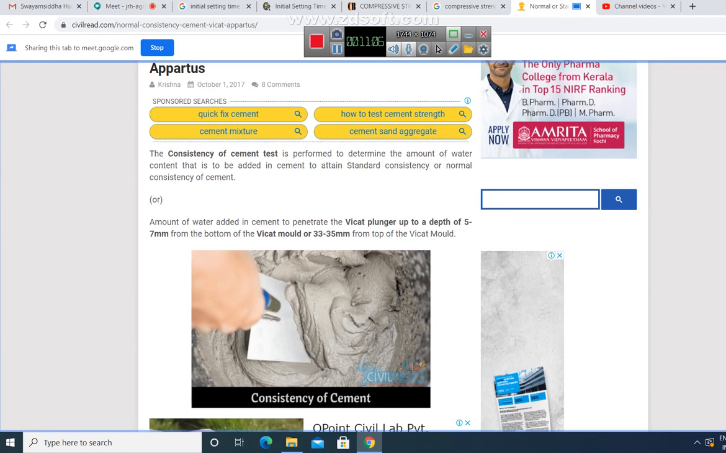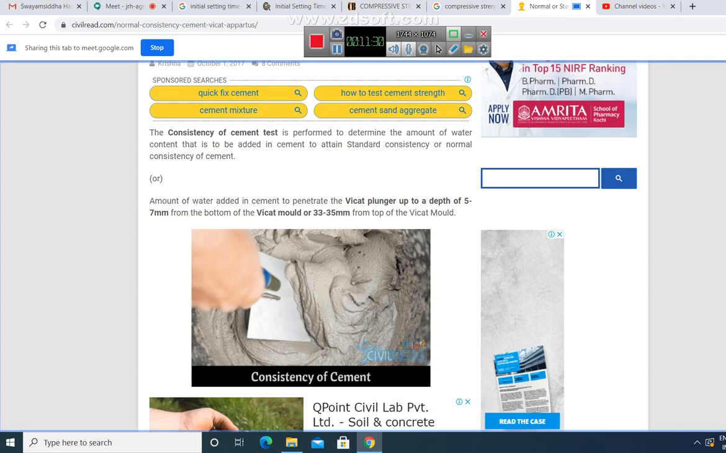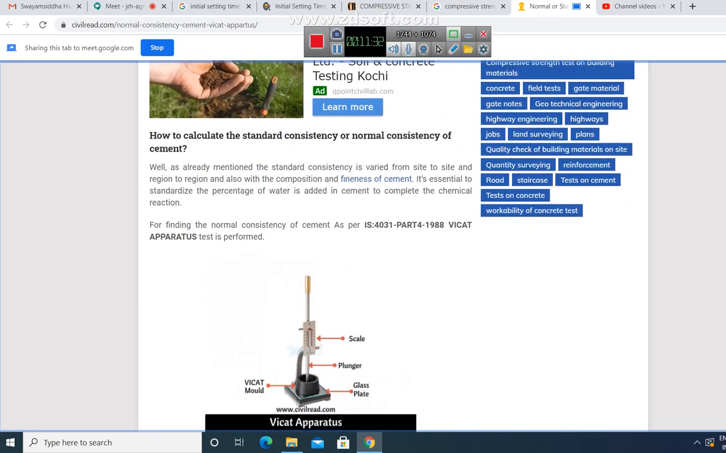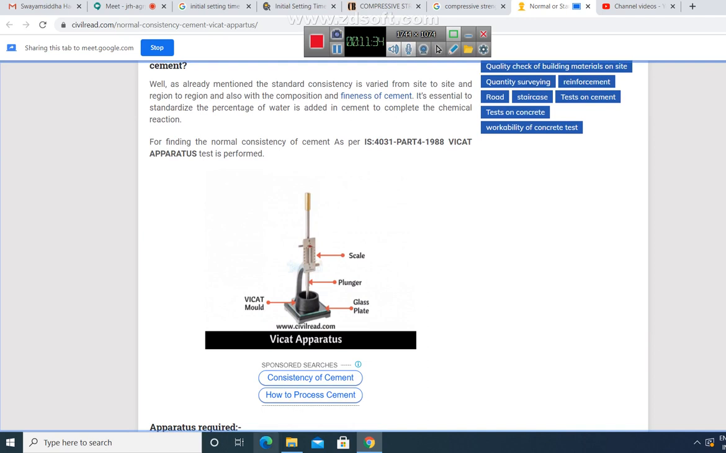Or in other words, you can say it is the amount of water added in cement to penetrate the Vicat plunger up to a depth of 5 to 7 millimeter from the bottom of Vicat mold, or 33 to 35 millimeter from the top of the Vicat mold. So I'll show you the picture of a Vicat apparatus. Here you can see this is the Vicat apparatus.